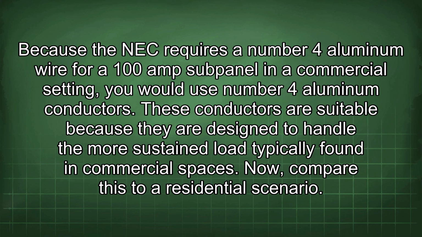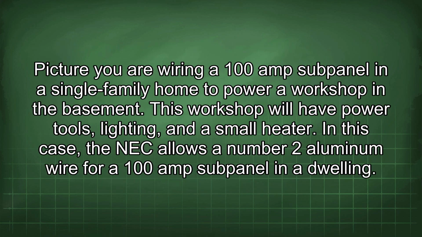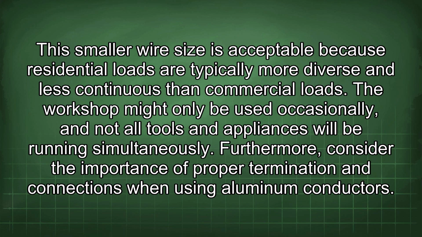Now compare this to a residential scenario. Picture you are wiring a 100 amp subpanel in a single family home to power a workshop in the basement. This workshop will have power tools, lighting, and a small heater. In this case, the NEC allows a number 2 aluminum wire for a 100 amp subpanel in a dwelling. This smaller wire size is acceptable because residential loads are typically more diverse and less continuous than commercial loads. The workshop might only be used occasionally, and not all tools and appliances will be running simultaneously.